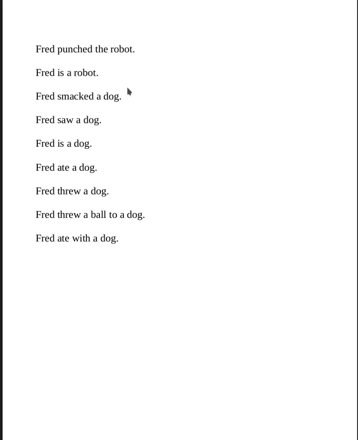Fred smacked a dog. In this case, Fred is doing something to a dog. Smacking is the action. It's the verb. Fred is the subject, and dog is the direct object. What about this? Fred saw a dog. He's not doing anything violent to a dog, but he's doing something to a dog. He is seeing it. So once again, the dog is the direct object. It's directly receiving the action of the verb.